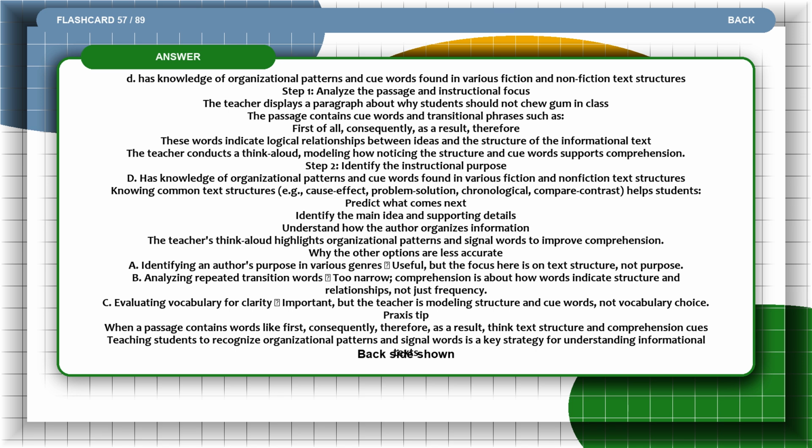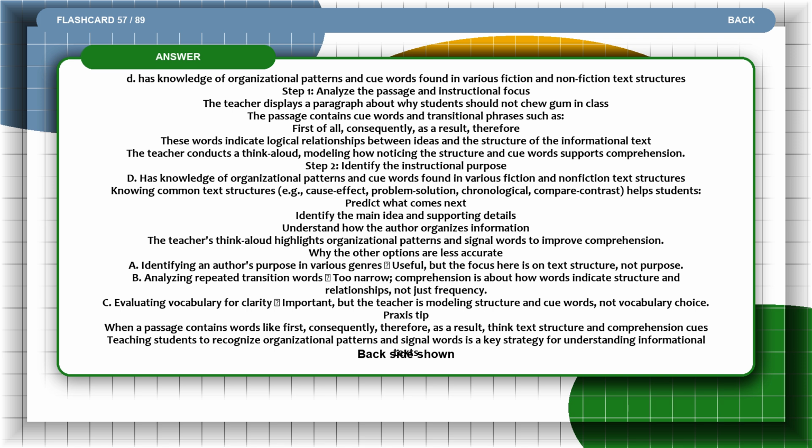Step 1. Analyze the passage and instructional focus. The teacher displays a paragraph about why students should not chew gum in class. The passage contains cue words and transitional phrases such as first of all, consequently, as a result, therefore. These words indicate logical relationships between ideas and the structure of the informational text. The teacher conducts a think aloud, modeling how noticing the structure and cue words supports comprehension.